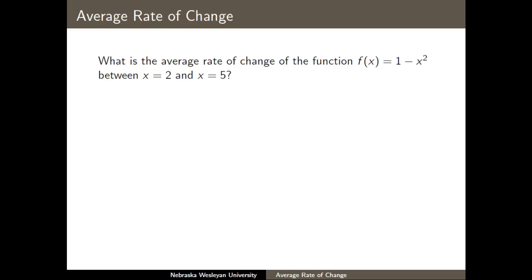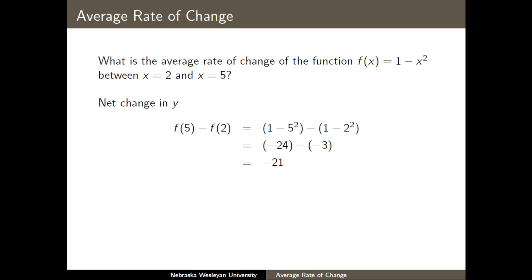What about one where we don't have a graph, but we simply have the function? What will be the average rate of change of the function 1 minus x squared between x equals 2 and x equals 5? We still have to compute the net change in y, and to do that we need to say, well, what is the ending value, that's f of 5, and subtract the beginning value, which is f of 2. We plug these into the function and simplify to get minus 21 as our net change in y.